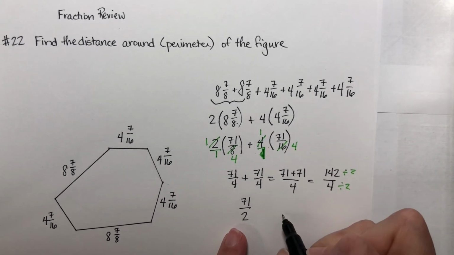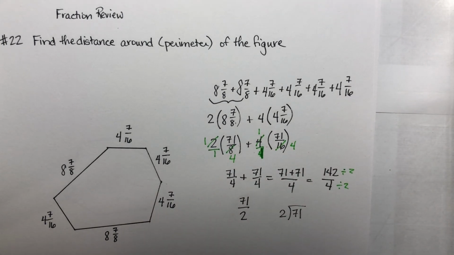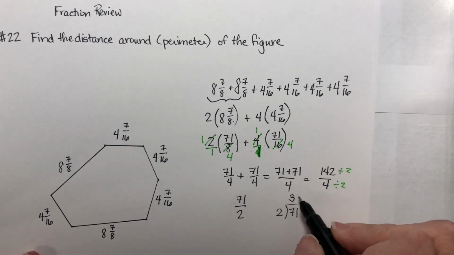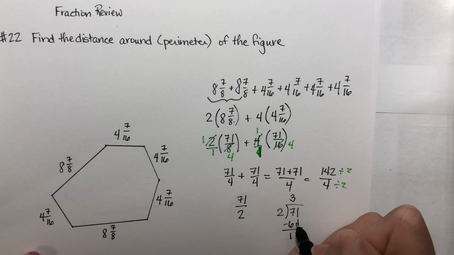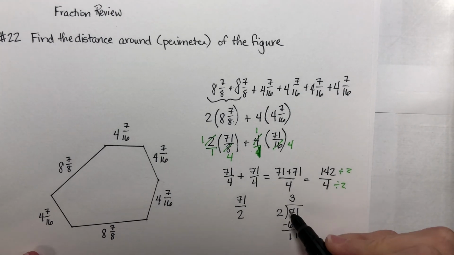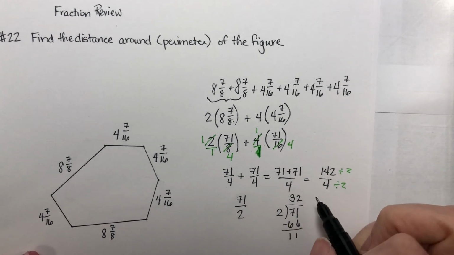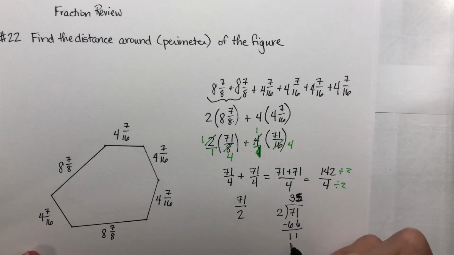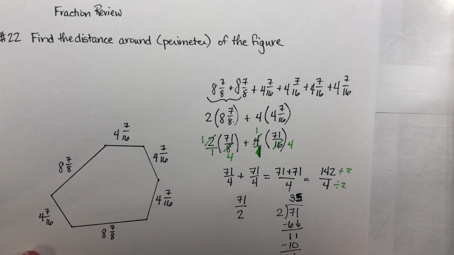So that means we need to figure out what 2 divided into 71 is. 71, well, 2 goes into 7 3 times. 3 times 2 is 6. 7 minus 6 is 1. Bring down the 1. 2 divides into 11. It goes in 5 times. 5 times 2 is 10. Subtract and you get a 1. So the answer they are looking for is 35 and 1/2.